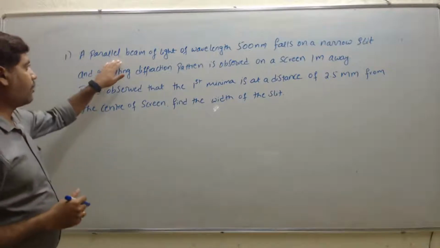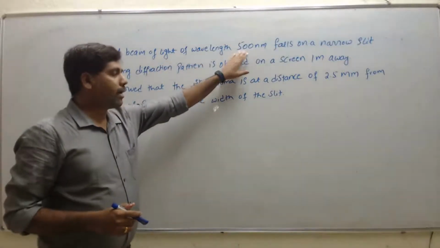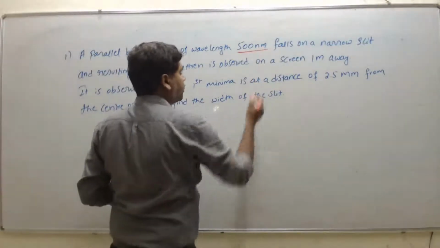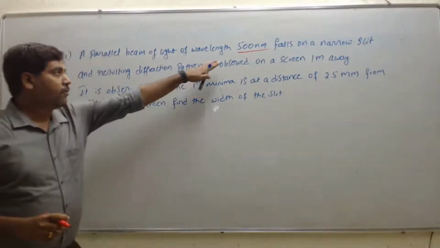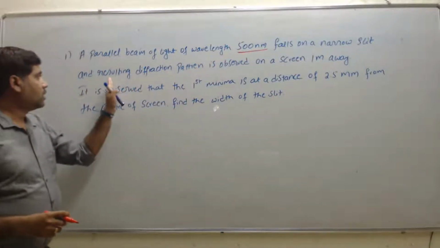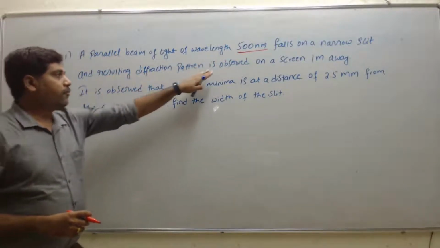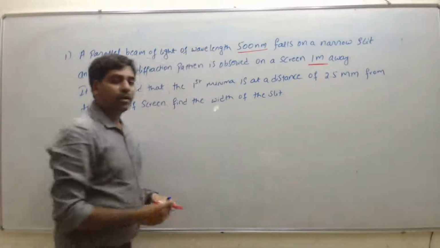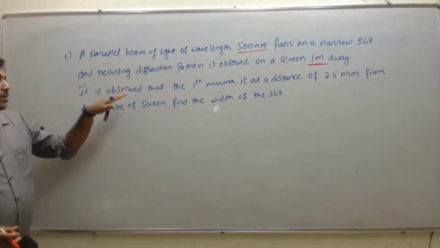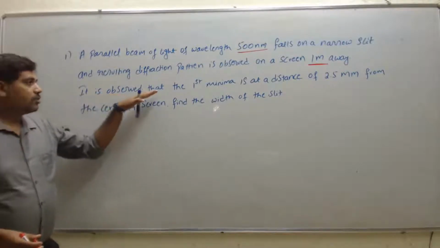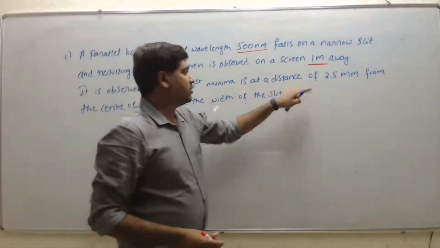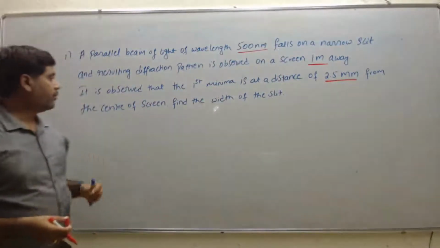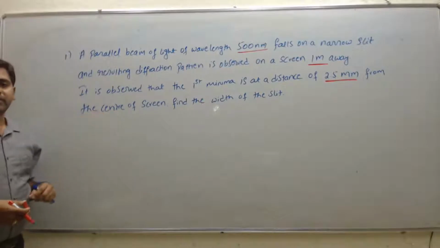So here a parallel beam of light of wavelength 500 nanometer falls on the narrow slit. They have given the wavelength of the light, 500 nanometer, which falls on the narrow slit, and the resulting diffraction pattern is observed on the screen, which is kept 1 meter from the slit. It is observed that the first minima is at a distance of 2.5 millimeter from the center of the screen.